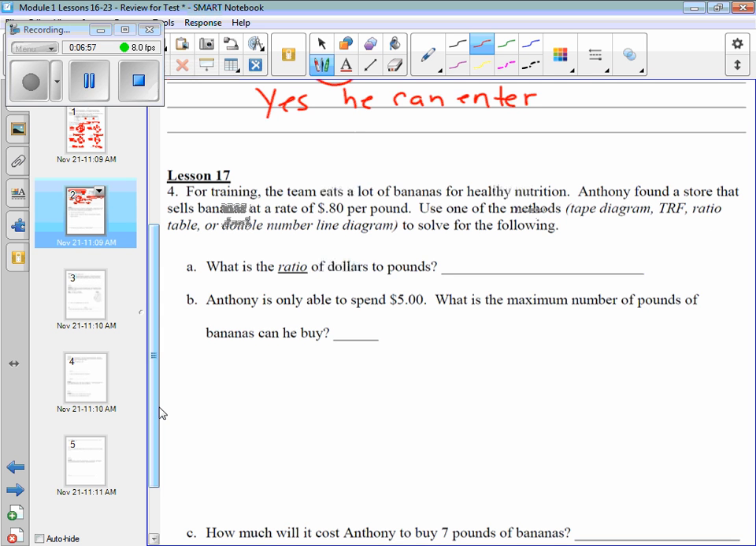The ratio of dollars to pounds is 0.8 to 1. Now what I've noticed is some students are getting hung up on the word dollars. If I had said cost to pounds, they would realize 80 cents or 0.80 to 1 might have been a little bit more apparent. I think that word dollar winds up being somewhat of a stumbling block for you, but dollars in this case means cents. And so our ratio is 80 cents or 0.8 to 1.